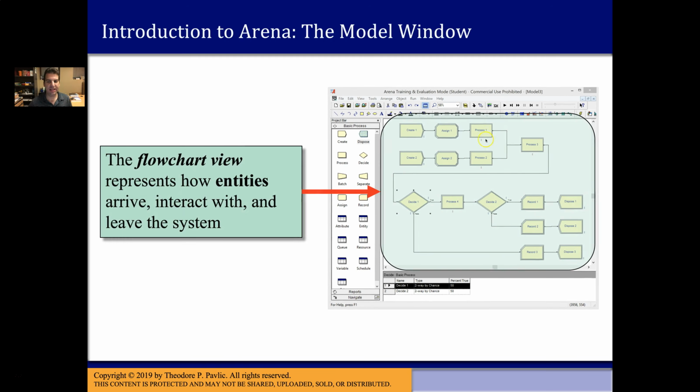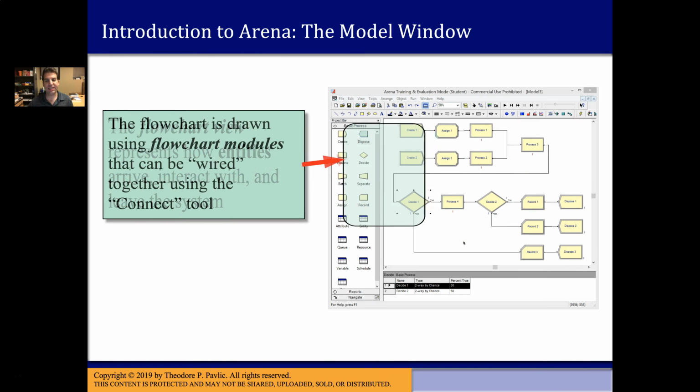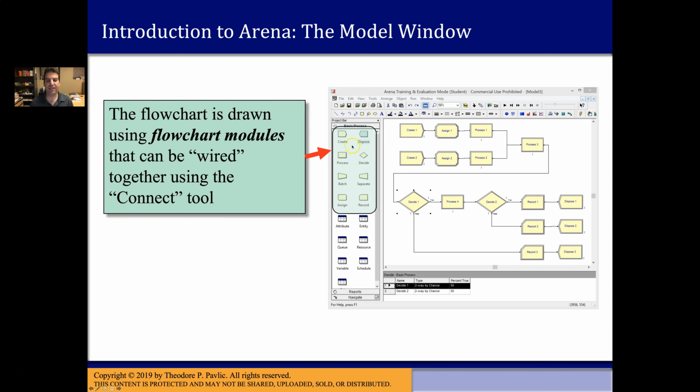All right, so the flowchart view in here is where most of the modeling action goes on. This is where we drag modules into and connect them up together in order to define the processes that we're modeling. So in order to get those modules, we find them on the left here.